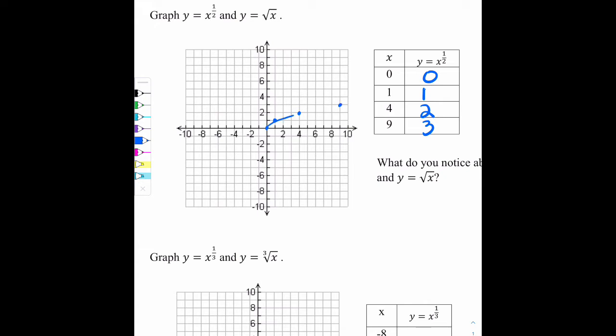You should be connecting them from that value and to the right, and we'll talk about in a minute why I don't have anything to the left of the y-axis. So again, this is your x-axis, this is your y-axis. And we are going to label that with y equals x to the 1/2 power.